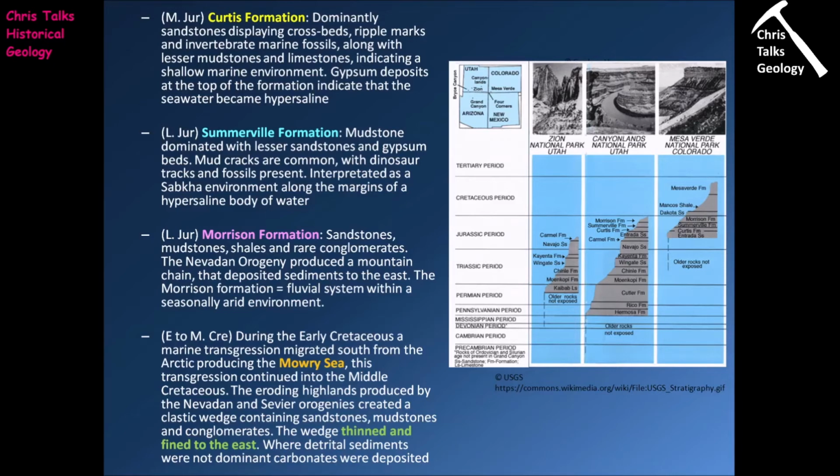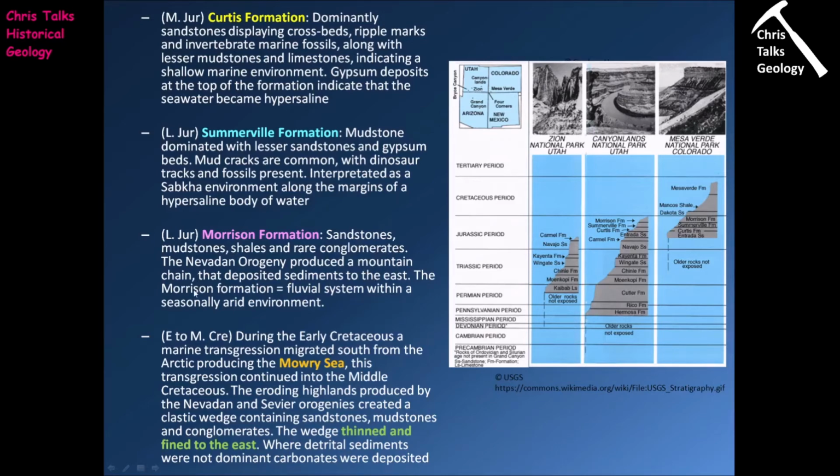its margin. Now, by the late Jurassic, we have the deposition of the Morrison Formation. So this is a mixture of sandstones, mudstones, shales, and rare conglomerates, and this is related to the Navajo Orogeny. And so these sediments are being produced by erosion of the mountain range that's forming. And so that explains the large quantities of conglomerates, these very coarse sedimentary rocks.